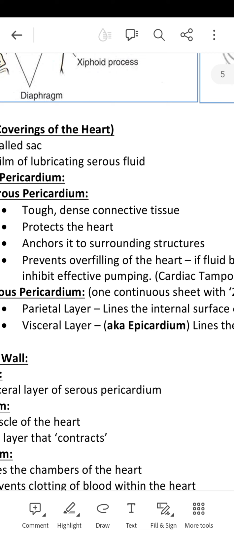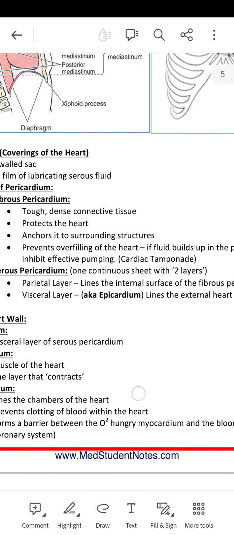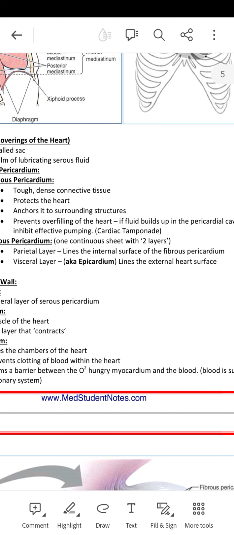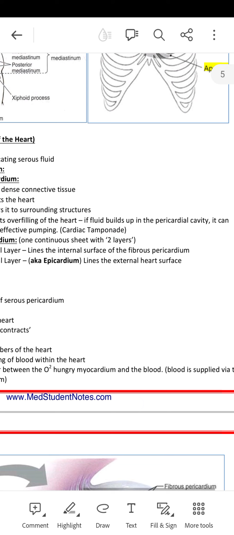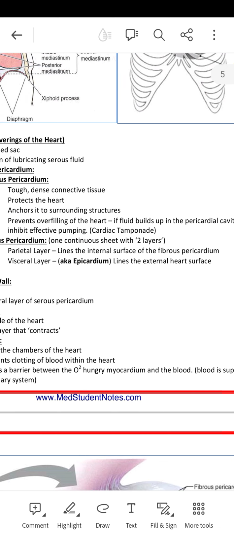If you think about connective tissues, you have to talk about blood, because it is a fluid connective tissue and it is inside the heart, and it is pumped from the heart. So the fibrous pericardium also helps prevent overfilling of the heart. If fluid builds up in the pericardial cavity, it can inhibit effective pumping.